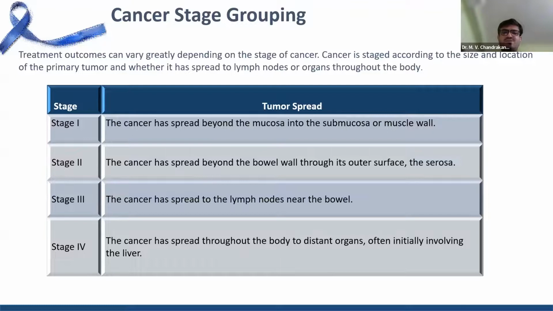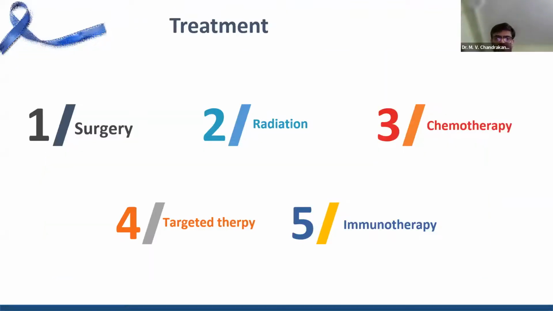With stage 1 and stage 2, where the lymph nodes are not involved, only surgery is sufficient. There is no need for anything else. If the polyp is there, remove the polyp, or if the tumor is confined to the muscle, then just remove it or give some oral tablets. If it is stage 3, then you need surgery, and some chemotherapy is also required.